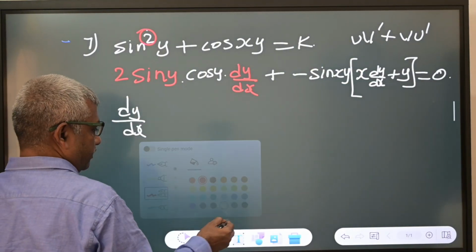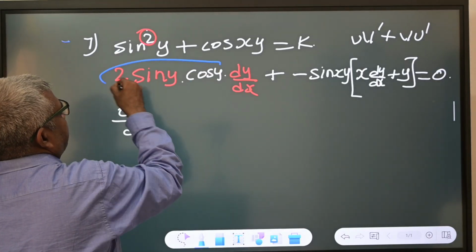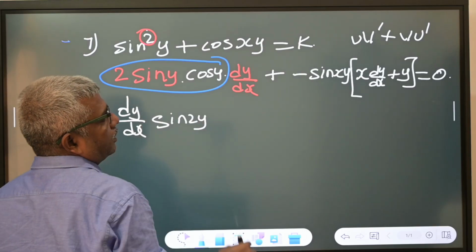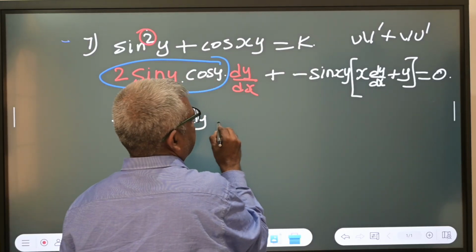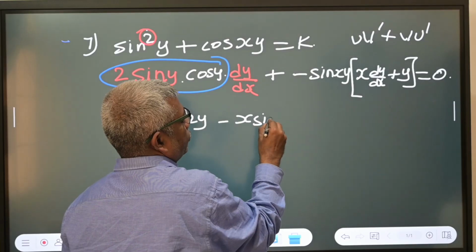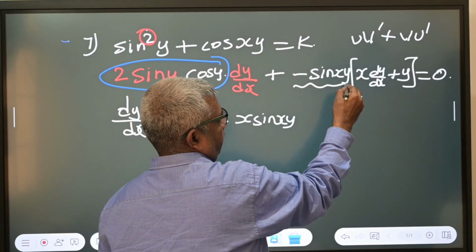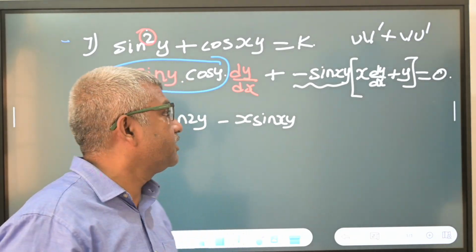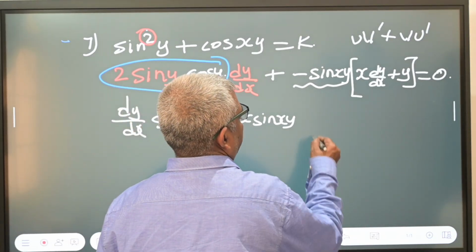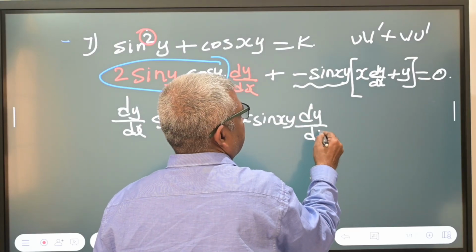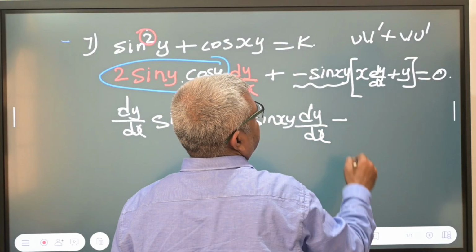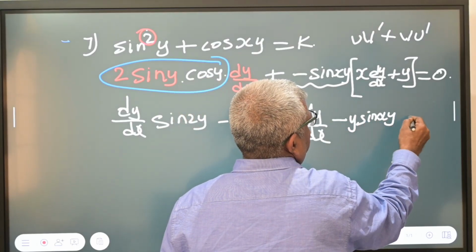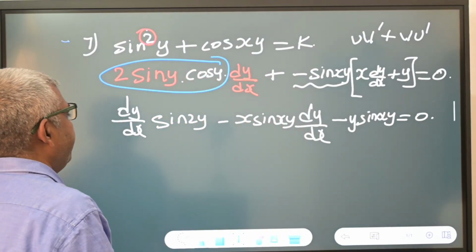இதை நம்ம என்ன பண்ணலாம்? 2 sin y cos y is sin 2y. Minus x sin xy. இதை நமக்கு multiply பண்றோம். Bracket expand பண்றோம். Sorry. We are expanding the bracket. Minus x sin xy dy by dx. Minus y sin xy equal to 0. Now dy by dx is a subject.